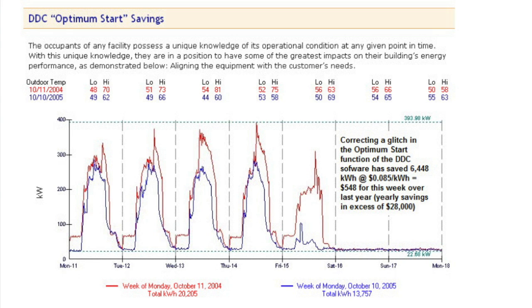When using interval data to prove some savings, you can do a comparison like this. These examples came from LPB Energy Consulting that shows a glitch in the optimum start sequence of a digital control system, and it shows the comparison of two different weeks overlaid over top of each other and the savings that were attributed to that. These calculations are fairly easy to do if you have the interval data available.